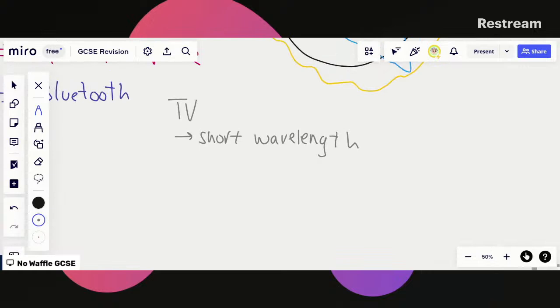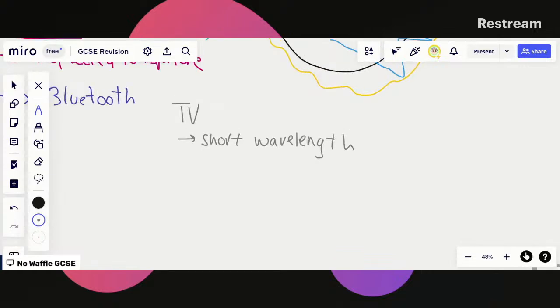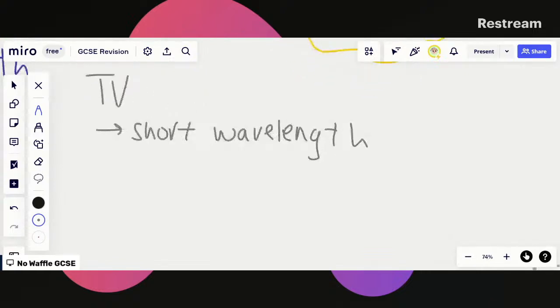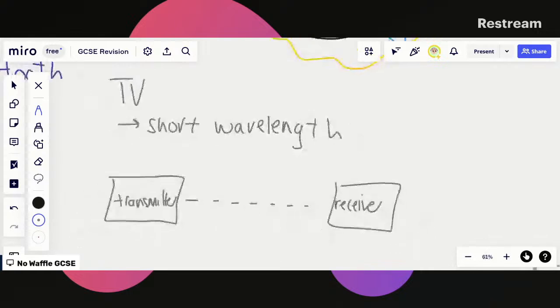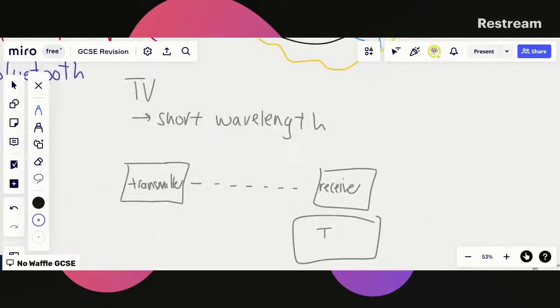So yeah, with the TV, there's a very short wavelength, and that means that if you wanted to receive the signal from there, you would need to have the transmitter be in direct sight of the receiver. So the receiver and the transmitter need to be in plain sight with each other. So your TV would act as the receiver, and the transmitter would be the signal box normally, and they would have to be close together. If you didn't have the signal box, then the TV, because it's a short wavelength, you wouldn't be able to reach it.